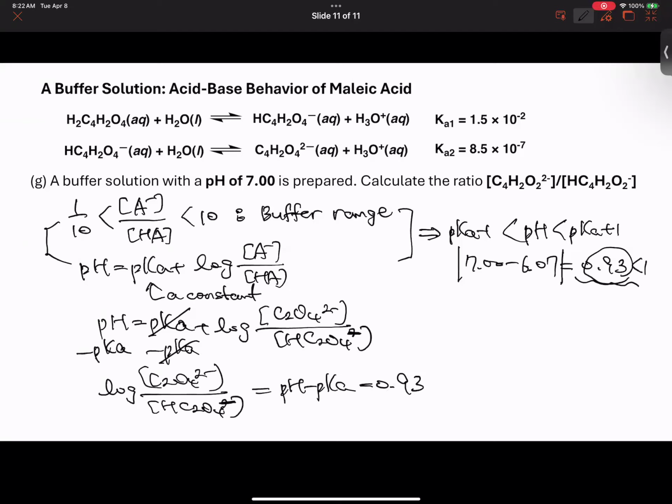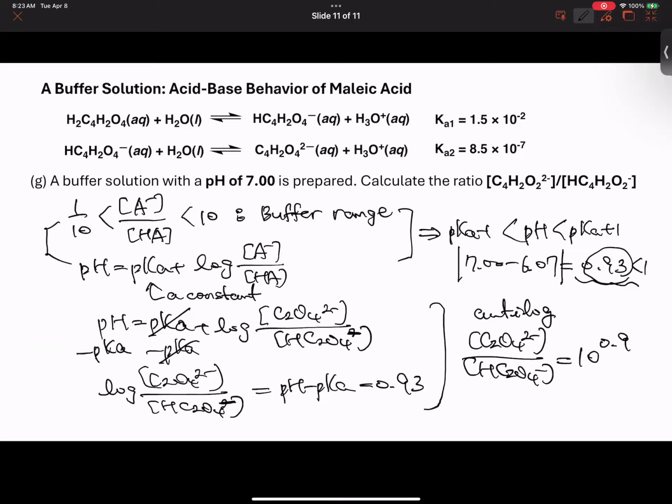Now let's take the antilog on both sides. Then C2O4 2 negative over hydrogen malate ion concentration will be base 10. We are using the common log, base 10, so 10 to the 0.93 power, which is 8.5 times. So this is our final answer.